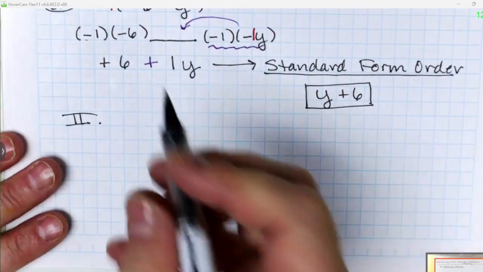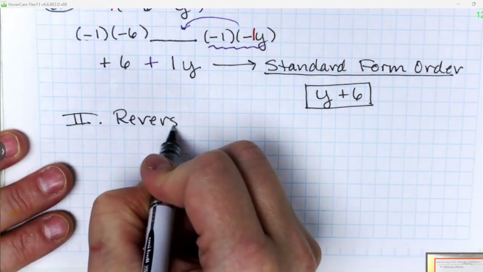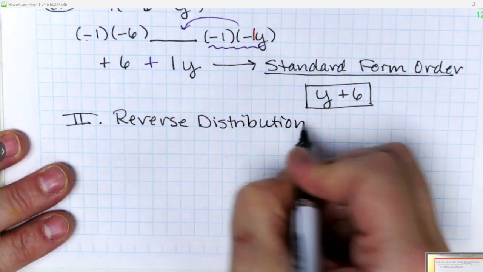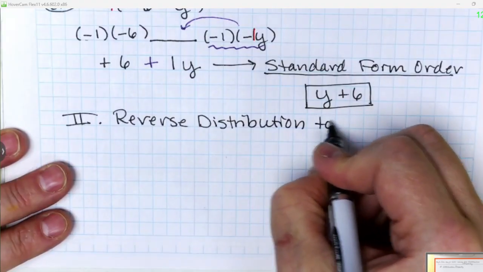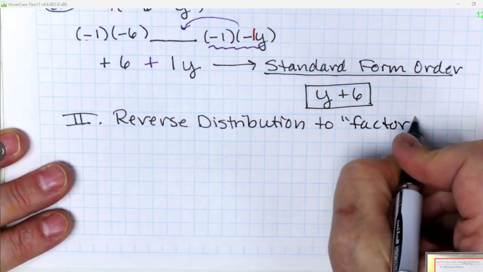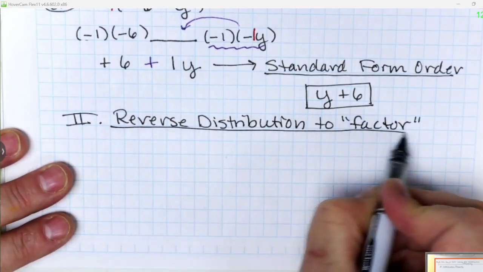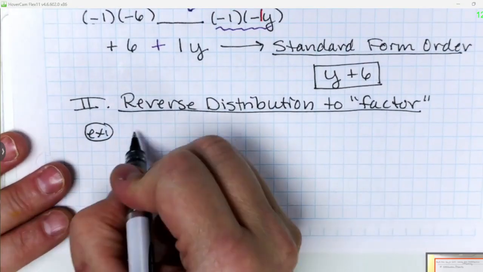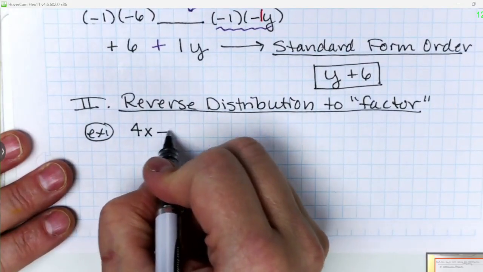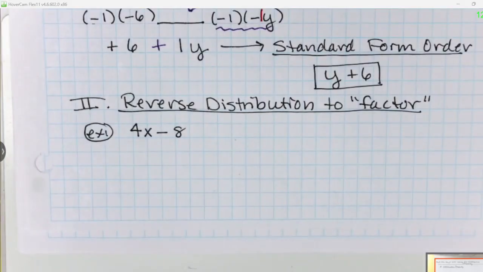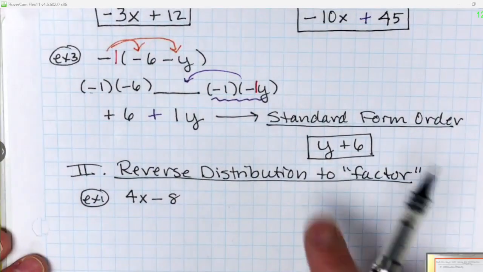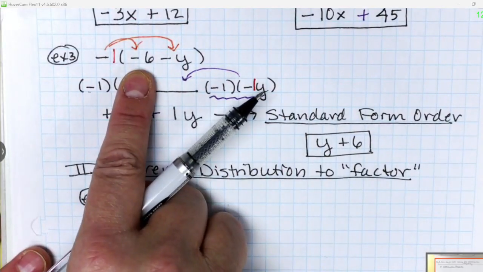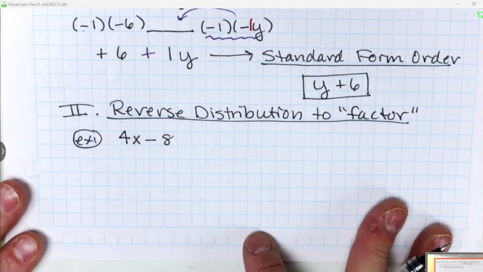Roman numeral 2, we're going to do reverse distribution. And we're going to do it in order to factor an expression. So reverse distribution. All right, so let's look at example 1. 4x minus 8. So reverse distribution is trying to go from your answer with no parentheses to your beginning problem with the parentheses. It's just the backwards process.